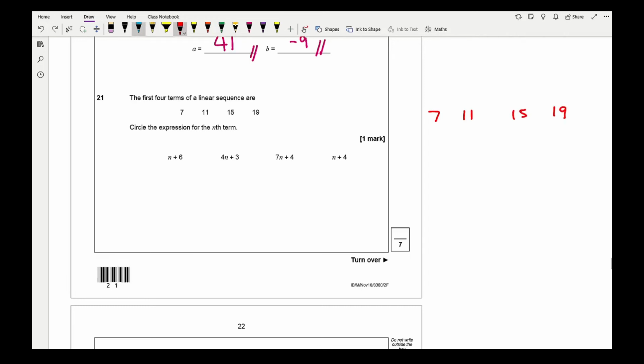So again, first thing you want to do is work out the difference between each of the numbers, which we know is plus 4. So that means that 4n is going to be in the formula. Now, once you've got that, you want to think to yourself, well, what do I need to get to 4 to get to the first term?